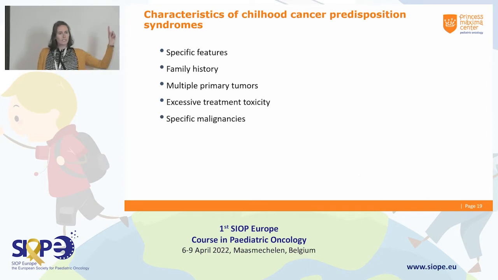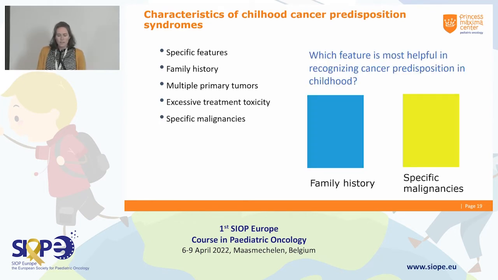So here are again those 5 different groups which can trigger you to think of a genetic predisposition syndrome. And we looked back at all these diagnoses that were made. What was the trigger to recognize this syndrome? And what do you think was most important for referral to the clinical geneticist? And then I have to say that we only looked at the patients in whom we diagnosed the syndrome after they came to our hospital, so not the Down syndromes and not the neurofibromatosis. So either family history or specific malignancies.